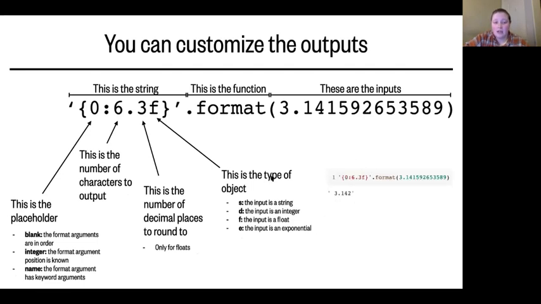Now, if we were to actually run this line of code, 0:6.3f dot format with this long string of pi there, we would see it's got 6 characters, but the first character is a space. So we have space 3.142. And that space happens because we've told it to have 6 characters, but we only told it to round to 3 here. So we have 3 decimals, so it only makes up for 5 characters between the 3.142, so it had to add an extra space there.